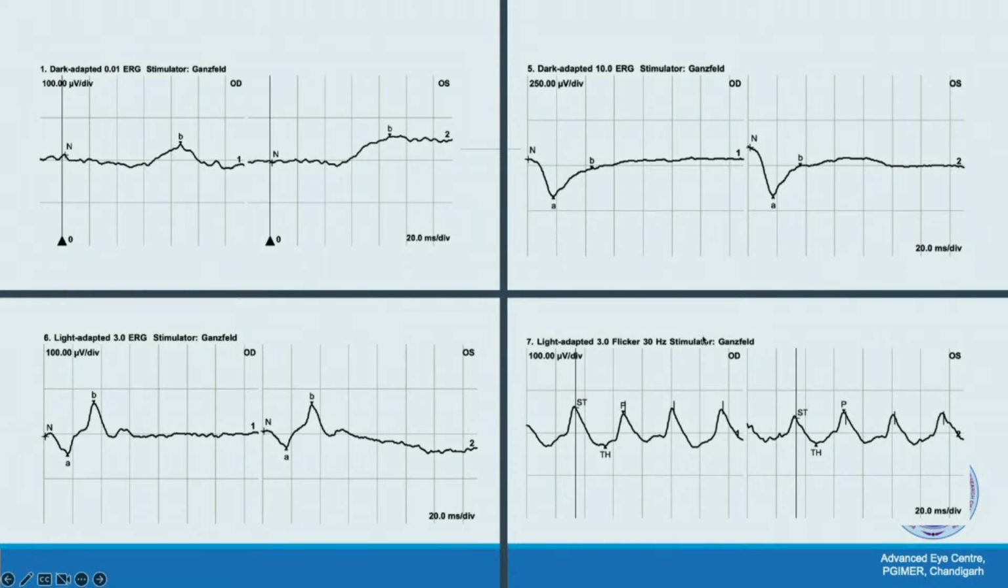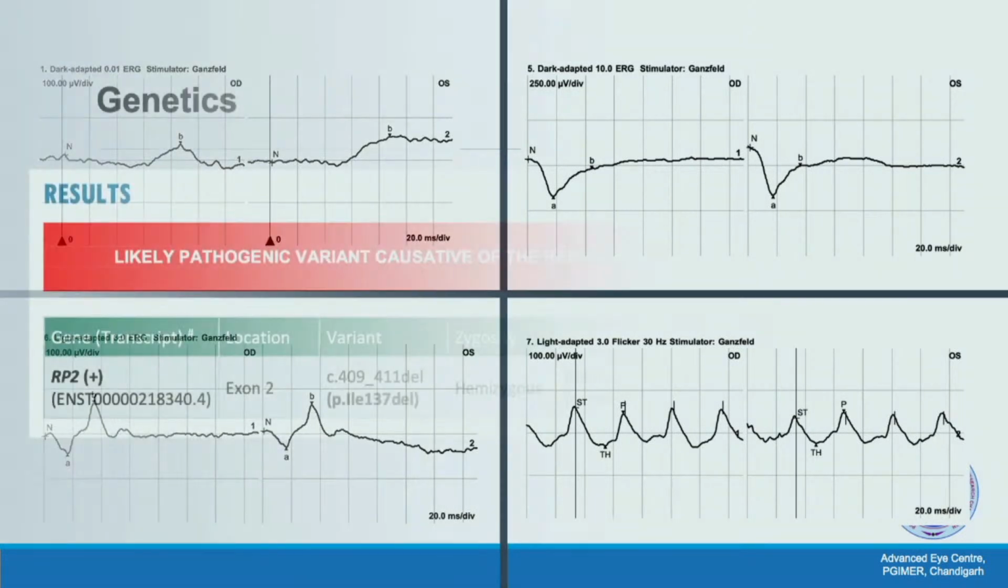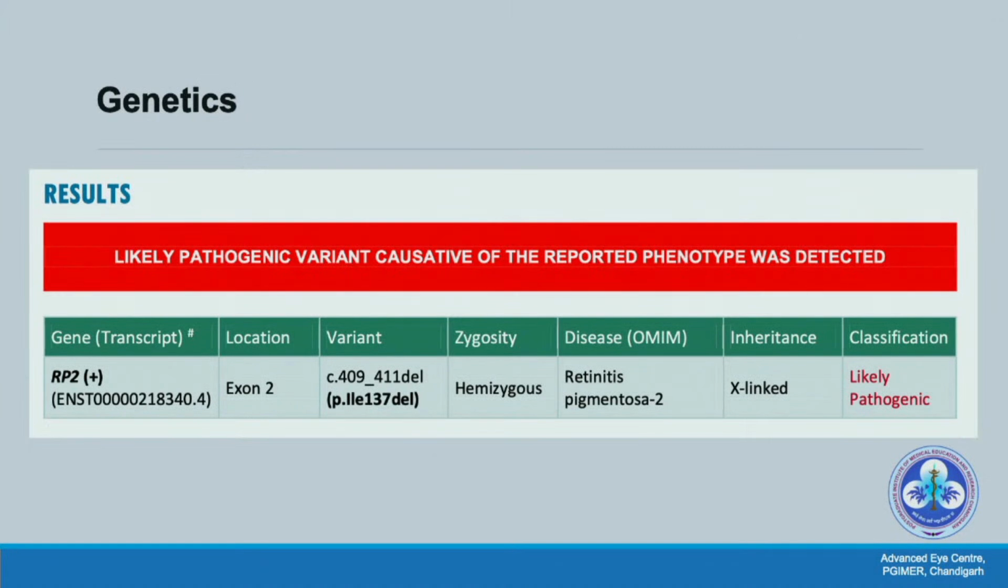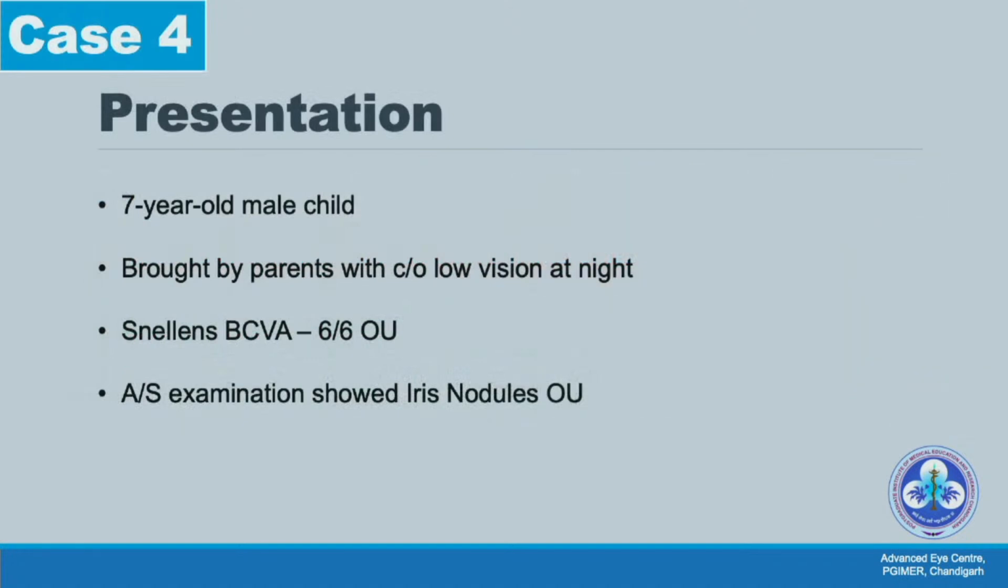This is a kind of rod cone dystrophy with early macular involvement, and that is what came on the genetics. The patient was positive for an RP2 mutation for X-linked retinitis pigmentosa, again a likely pathogenic mutation. Another one, a 7-year-old child brought by parents, low vision at night. Again, night vision problems. Vision is 6/6.